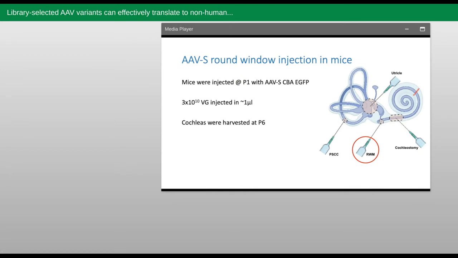So to begin with, we wanted to test AVS in mice, so we injected neonatal mice at P1 with AVS carrying CBA-GFP. We injected a dose of 3 by 10 to the 10 vector genomes through the round window membrane, as you can see in that diagram on the right. There are a number of different routes you can use to transduce the cochlea. We opted for the round window membrane. So we injected at P1, and at P6 we harvested the cochleas and took a look.